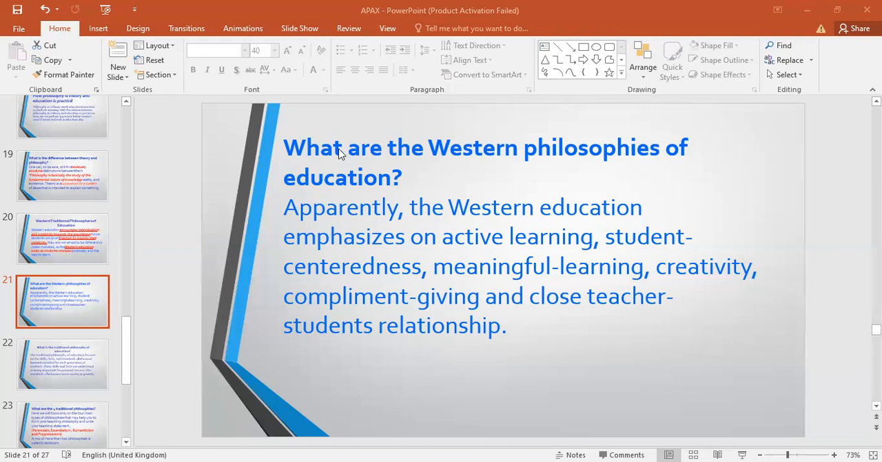Okay, sure. Shall we read this? Can I read, Miss? Yes, please. What are the Western philosophies of education? Apparently, Western education emphasizes active learning, student-centeredness, meaningful learning, creativity, complementing, giving, and a close teacher-student relationship, and a social relationship.